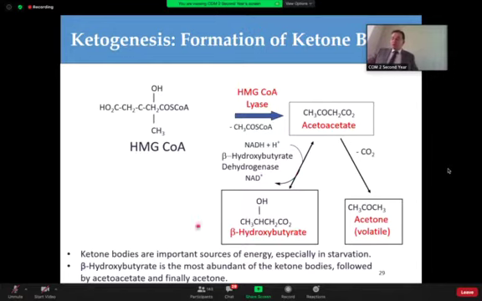Which one out of these, what is known as ketone bodies: acetoacetate, beta-hydroxybutyrate, or acetone, is the most predominant one? Beta-hydroxybutyrate is the most predominant one. It's written right there. It's the most abundant one. Okay? Followed by acetoacetate. Now, why do you think people who have ketoacidosis smell fruity? Why? Acetone production right there.